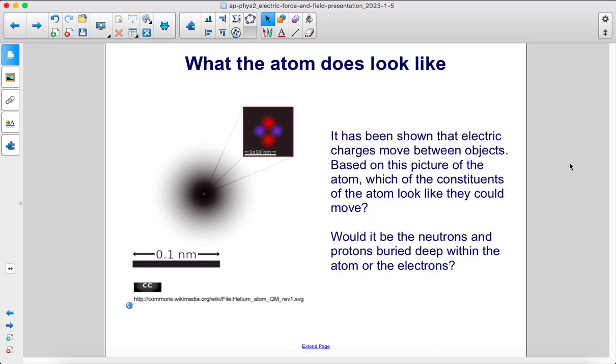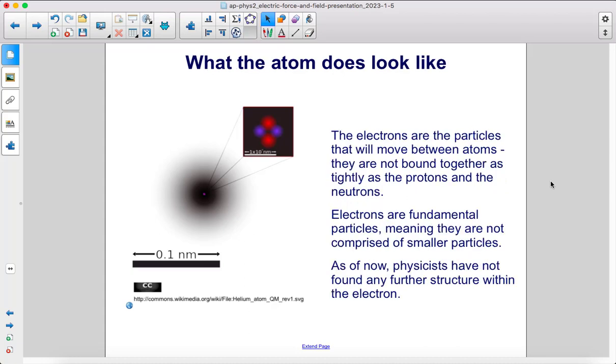It has been shown that electric charges move between objects. Based on this picture of the atom, which of the constituents of the atom look like they could move? Would it be the neutrons and protons buried deep within the atom, or the electrons? The electrons are the particles that will move between atoms. They're not bound together as tightly as the protons and the neutrons. Electrons are fundamental particles, meaning they're not comprised of smaller particles. As of now, physicists have not found any further structure within the electron.